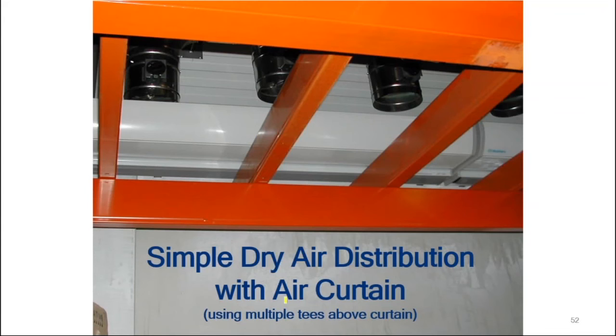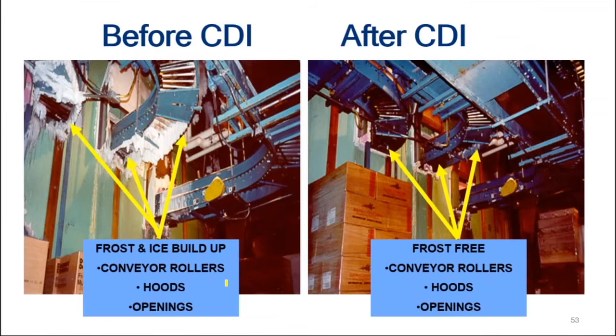We're going to, again, supply that air at the warm side of the cold store door opening with some sort of simple air distribution. You can call it an air curtain if you will. This one just had multiple T's, and worked very well. Low velocity across that opening. So some sort of distribution. If you do that, this is what's going to happen.